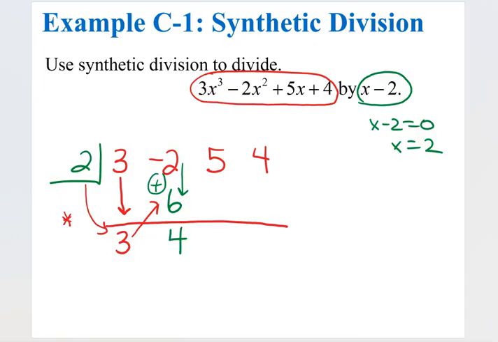And then again, you're going to repeat, do your multiplication. So you're going to do the 2 times 4, which is going to give you 8. The 8's going to go right there. Right, then do your addition again.